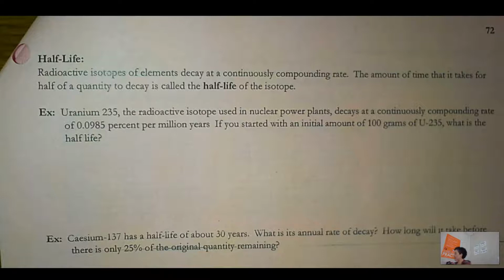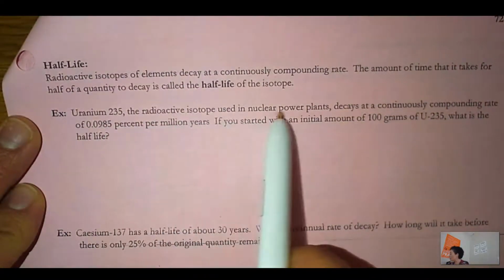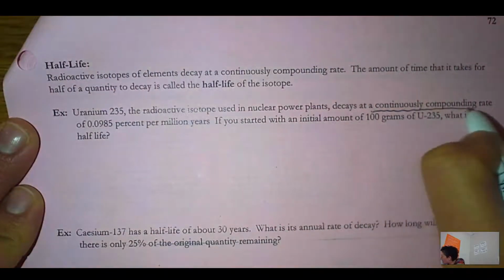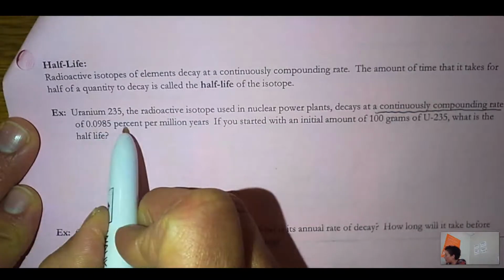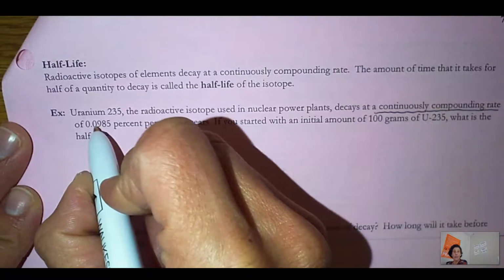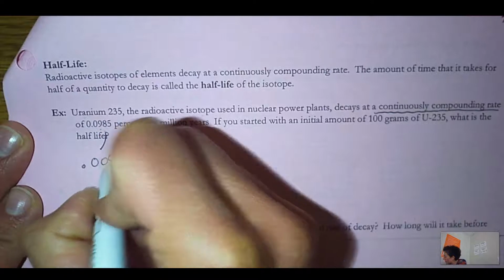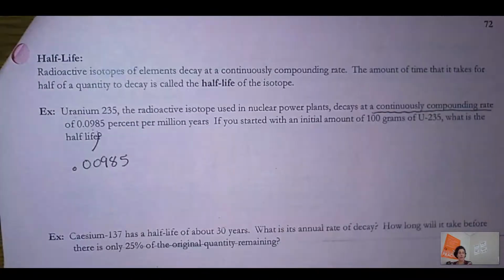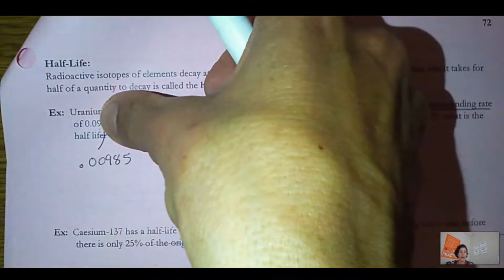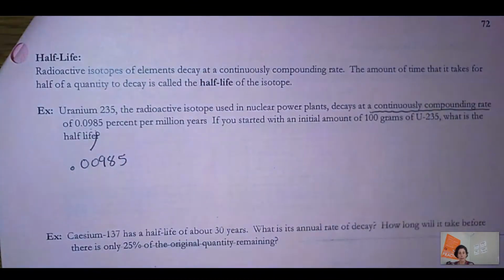So let's take a look at our first example. Uranium-235, the radioactive isotope used in nuclear power plants, decays at a continuously compounding rate of this much percent. This is the percent. This isn't even the decimal. So when I do turn this into the decimal, this is a very, very small decimal. I mean, this isn't even 1%. This is 9/100 of a percent. It's so small. It decays very slowly.